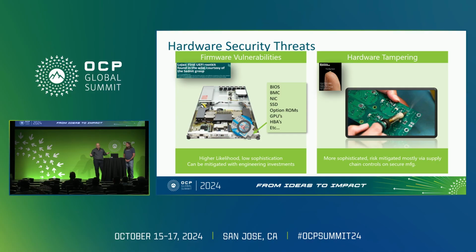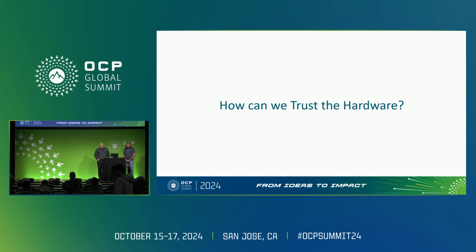So hardware security threats, they are real. Now we know that they're not as likely or as easy to do as a firmware attack, but nonetheless they do exist, and we need to figure out a way to mitigate them. And most of the ways to mitigate them is to strengthen that supply chain security of the hardware going out through the manufacturing process. So how can we trust that hardware, right?